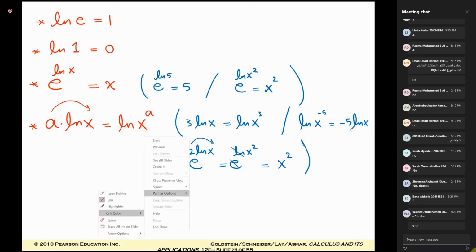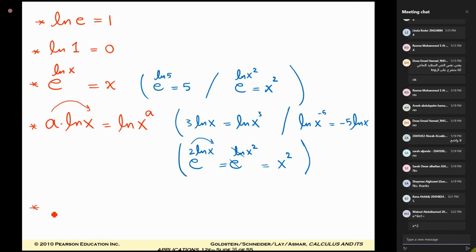Now other properties. What's the value of ln e? What's the value of ln e? What's the value? This is equal what?